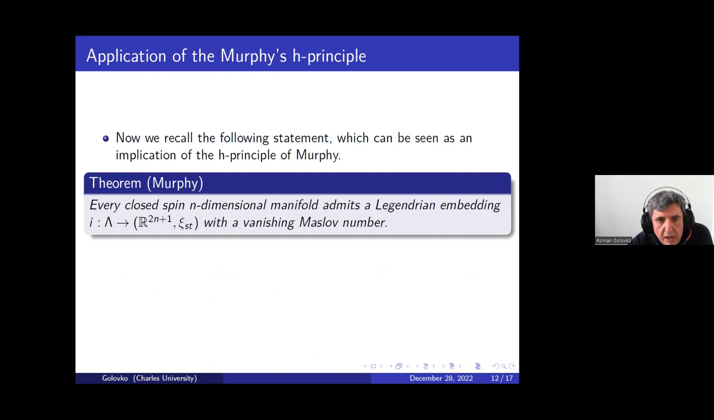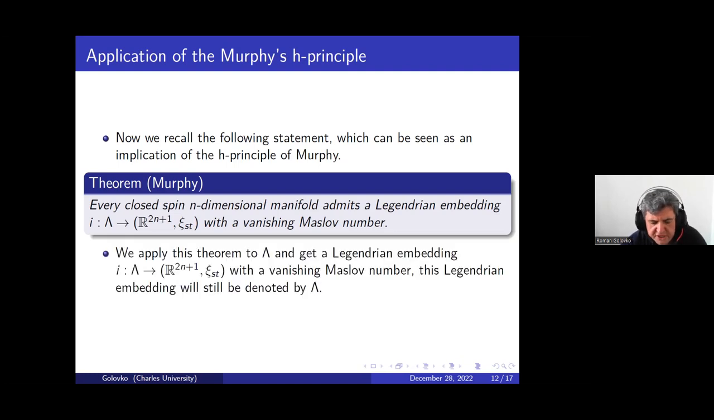Now, there is the so-called Murphy's h-principle. Basically, for Legendrian submanifolds in high dimensions, Emmy Murphy showed in 2012 that for special submanifolds, so-called loose Legendrian submanifolds, there is an h-principle. In other words, every smooth isotopy can be realized as a Legendrian isotopy if some topological obstructions are satisfied. For us, we will use a special version of it, which implies that every closed spin n-dimensional manifold can be seen as a Legendrian in the standard contact Euclidean space with the standard contact structure, with a so-called vanishing Maslov number.